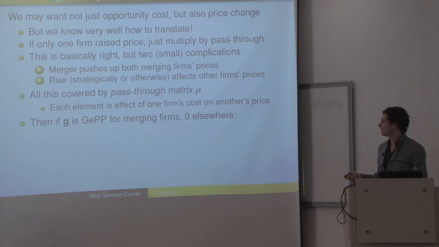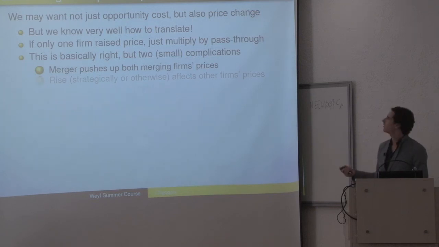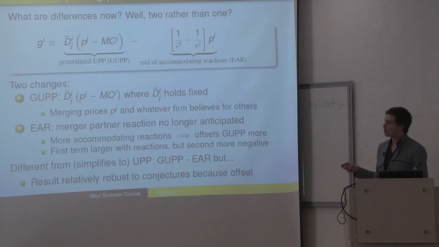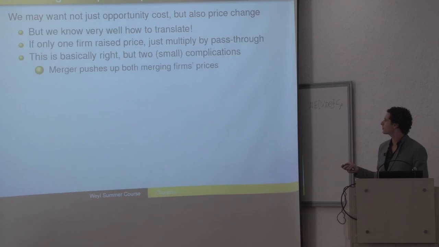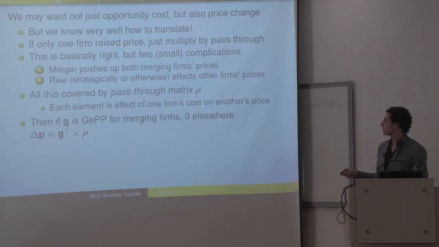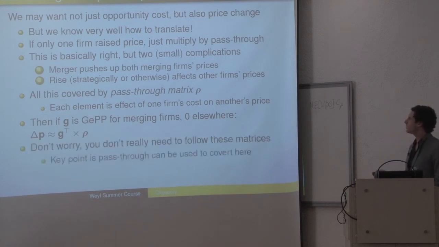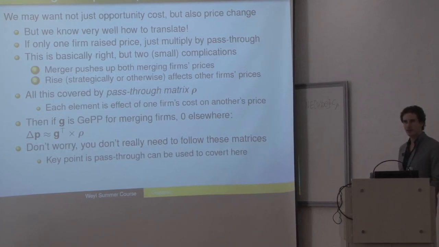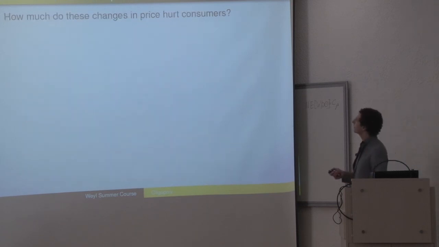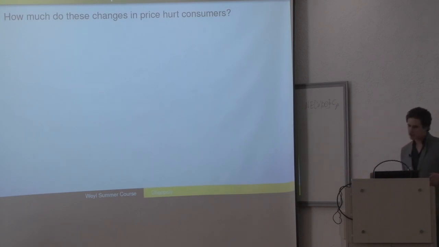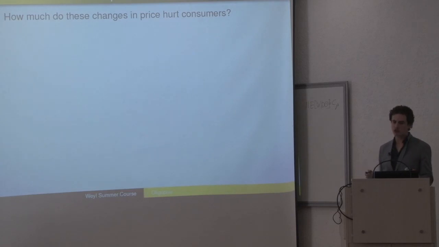So then if G is the vector of the generalized pricing pressures that we got from this equation here, we can then multiply those generalized pricing pressures by the pass-through rate. And that is going to give us the change in prices, right? You don't really need to follow all these matrices unless you're actually going to go into competition policy. But basically, the idea here is the pass-through is used to convert changes in these generalized pricing pressures into changes in actual prices, right? Okay. So the next question to ask is, how do these changes in prices actually affect consumer welfare?